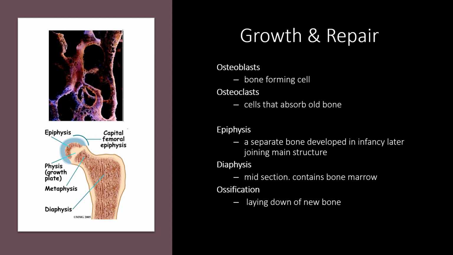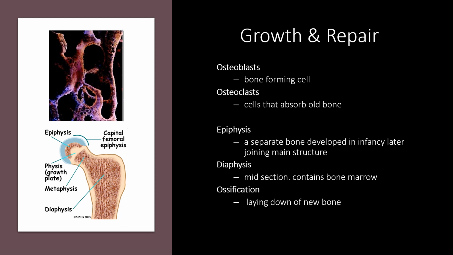Growth and repair. As we talked about before, we have these bone cells: osteoblasts, which are bone forming, and osteoclasts, which absorb bone into the body. We also have an area on the ends of bones called an epiphysis. So if you have an epiphany, it's a new idea. An epiphysis is an area where new bone comes from.